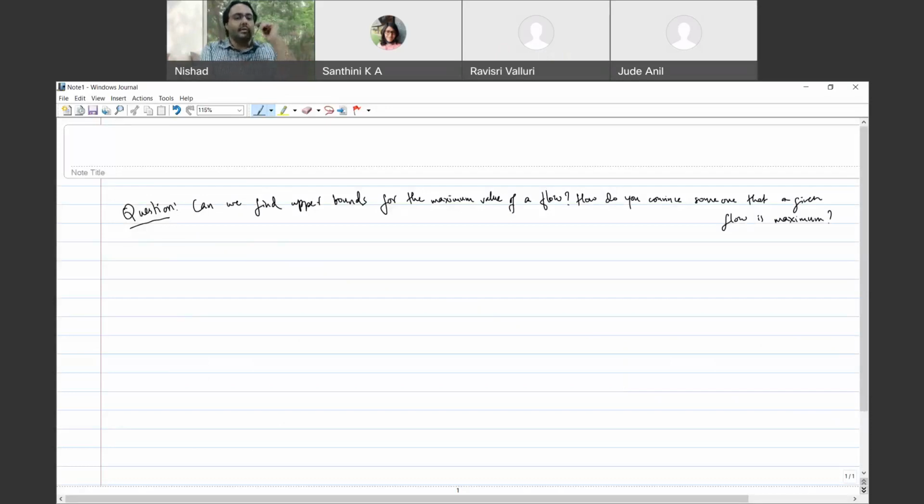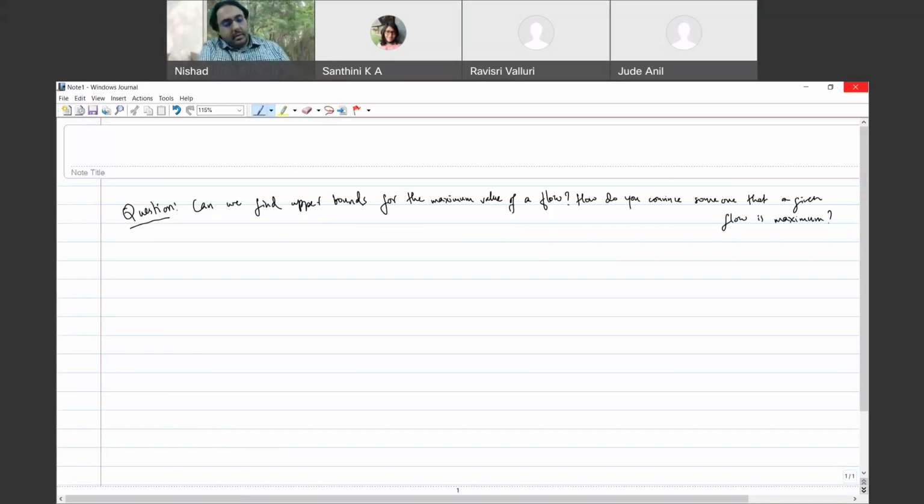So we ended with this question, right? Which is how do you find upper bounds for the maximum value of a flow? In particular, if you can find good upper bounds, then you might be able to convince someone that a certain flow is a maximum flow, right? All right, so let's talk about this. And for those of you who have seen flows before, it's probably going to be a bit repetitive. But at the same time, it's not possible to really skip this part if you want to talk about flows.